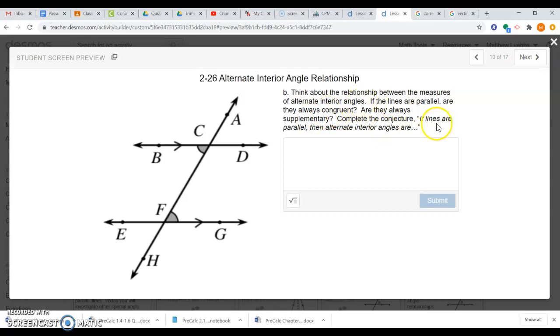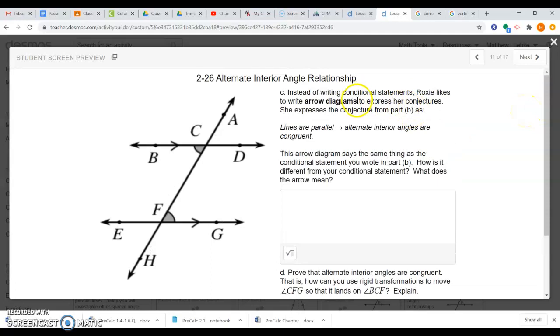Here we have a conjecture, or a conditional statement, saying if the lines are parallel, then the alternate interior angles are, and we just have to finish, are what? They're always going to be this. They're sometimes going to be this. They are what? Okay.